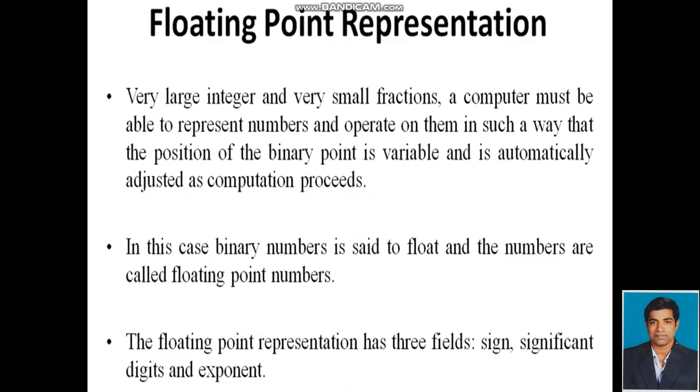Floating point representation, for very large integers and very small fractions. A computer must be able to represent numbers and operate on them in such a way that the position of the binary point is variable and is automatically adjusted as computation proceeds. In this case, the binary point is said to float and the numbers are called floating point numbers. The floating point representation has three fields: sign, significant digits, and exponent.